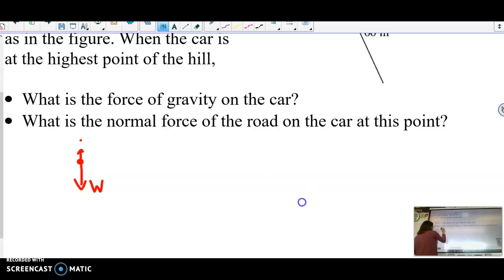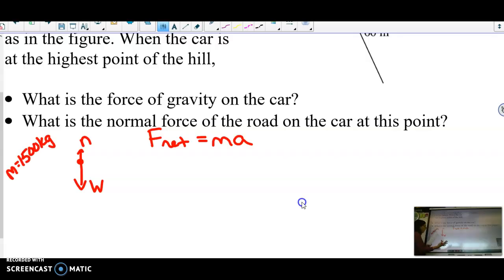So if the net force is towards the center, the normal force has to be smaller than the weight. So I'm going to draw a pretty small arrow there just to remind myself that it's smaller. So I know it's not in equilibrium, so I do net force equals ma. First of all, I'll go ahead and calculate the weight. I know that the mass was 1,500 kilograms. We'll go ahead and use g as 10, so this would be 15,000 newtons.